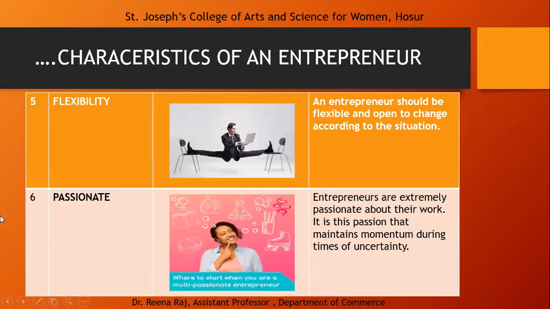The fifth characteristic is flexibility. An entrepreneur should be flexible and be open to change according to the situations. To be on the top, a businessman should be equipped to embrace changes in the product or service as and when it is needed. The sixth characteristic is passion. Generally, entrepreneurs are extremely passionate about their work. It is this passion that maintains momentum during times of uncertainty.